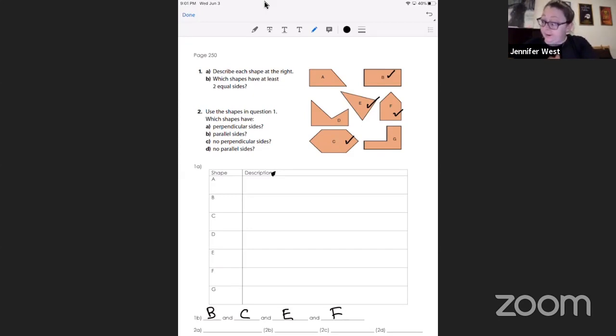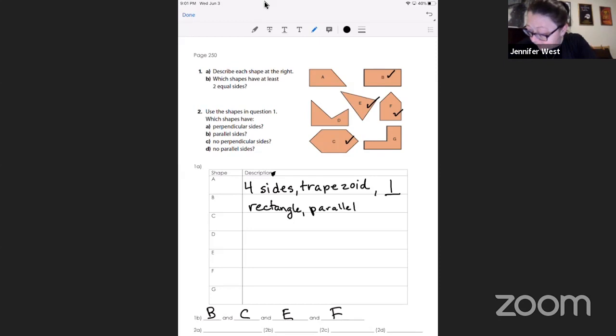Well, it has 4 sides. And it's a trapezoid. And we do have some perpendicular sides. And remember, this is a symbol for perpendicular. Shape B, rectangle, parallel, and perpendicular sides.